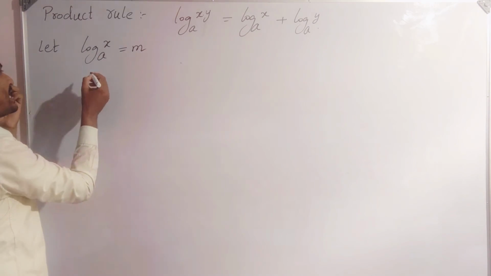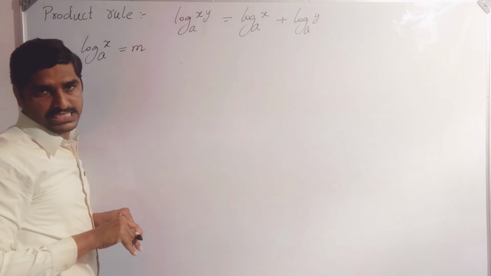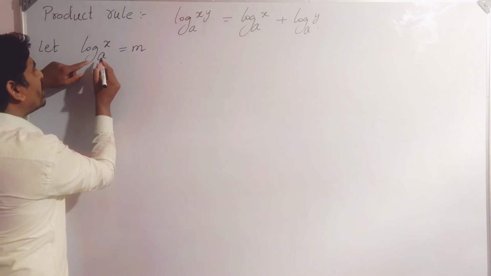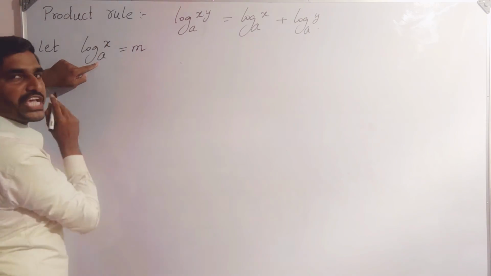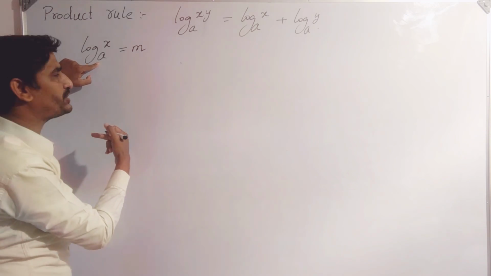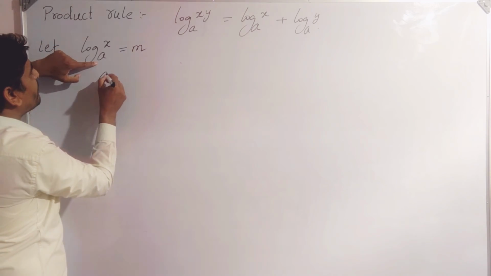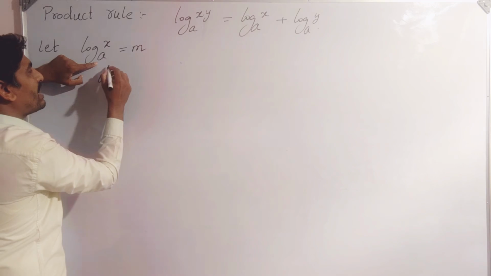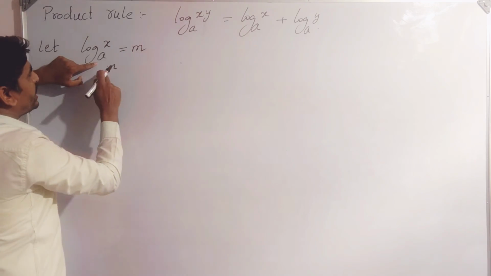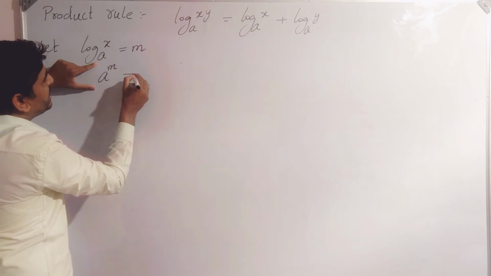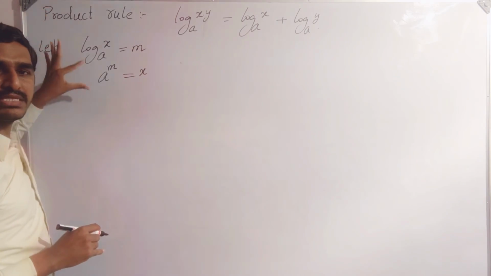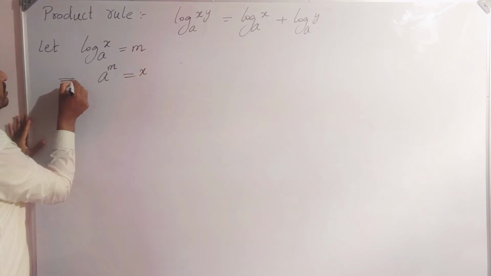So how to write the exponential form of this? These powers are interchanged. Logarithm is there; now without logarithm means exponential form. A to the power x goes and m comes. A to the power m. These two are interchanged. A to the power m gives x. This is the logarithmic form, and this is the exponential form.